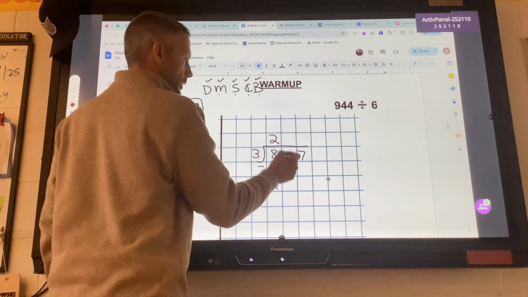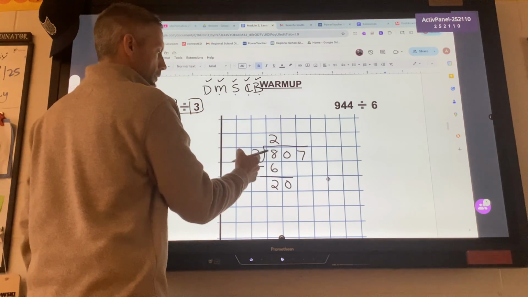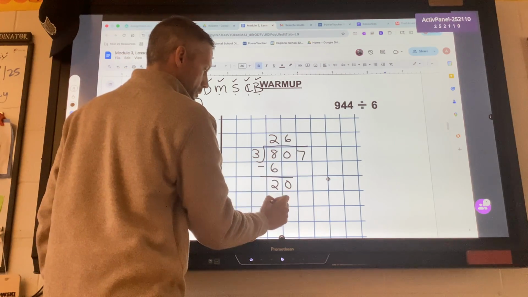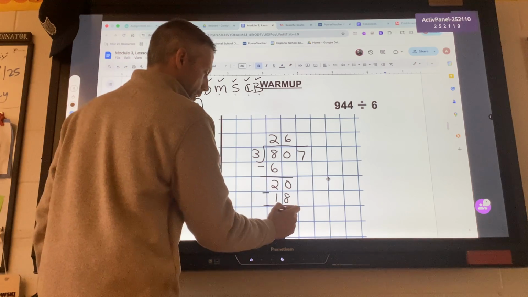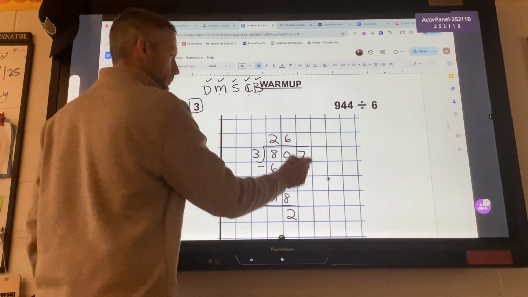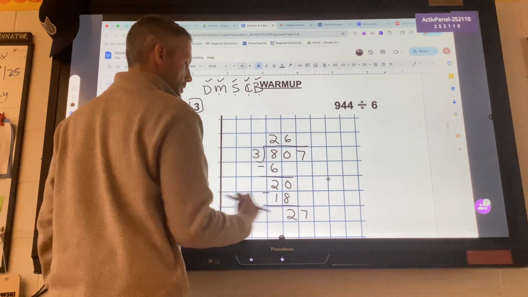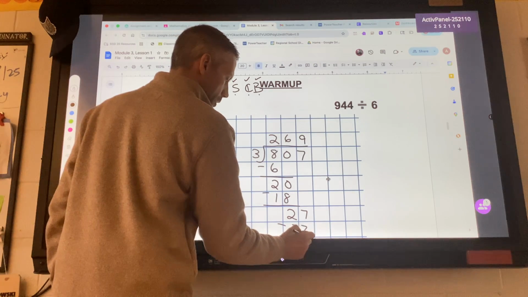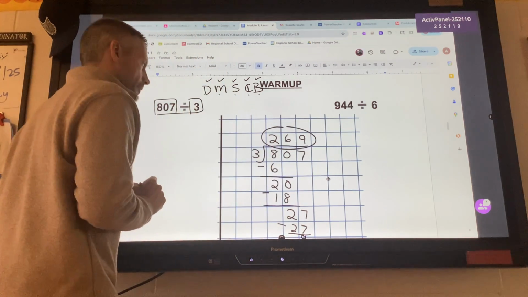And now we bring down the next number. That's going to be a 0. Start all over again. Division, this time 3 into 20. 3 goes into 20 6 times, which is 18. There's the division and the multiplication. Subtract, you get 2. Bring down the next digit. That would be 27. Start all over again. 3 into 27 is going to be 9, which is 27. We subtract, get nothing left over. So 807 divided by 3 is 269.